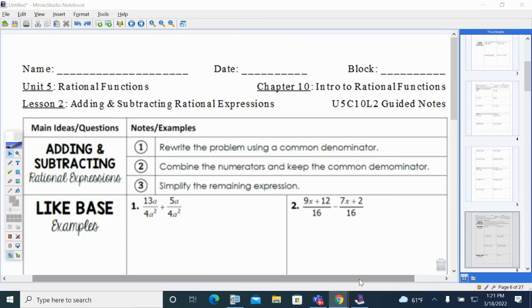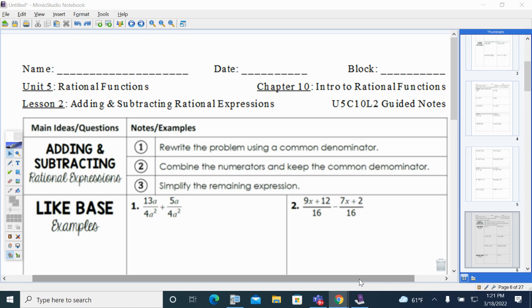This video is on Unit 5, Chapter 10, Introduction to Rational Functions, Lesson number 2, Adding and Subtracting Rational Expressions. So in your notes here for adding and subtracting rational expressions, we have some steps.